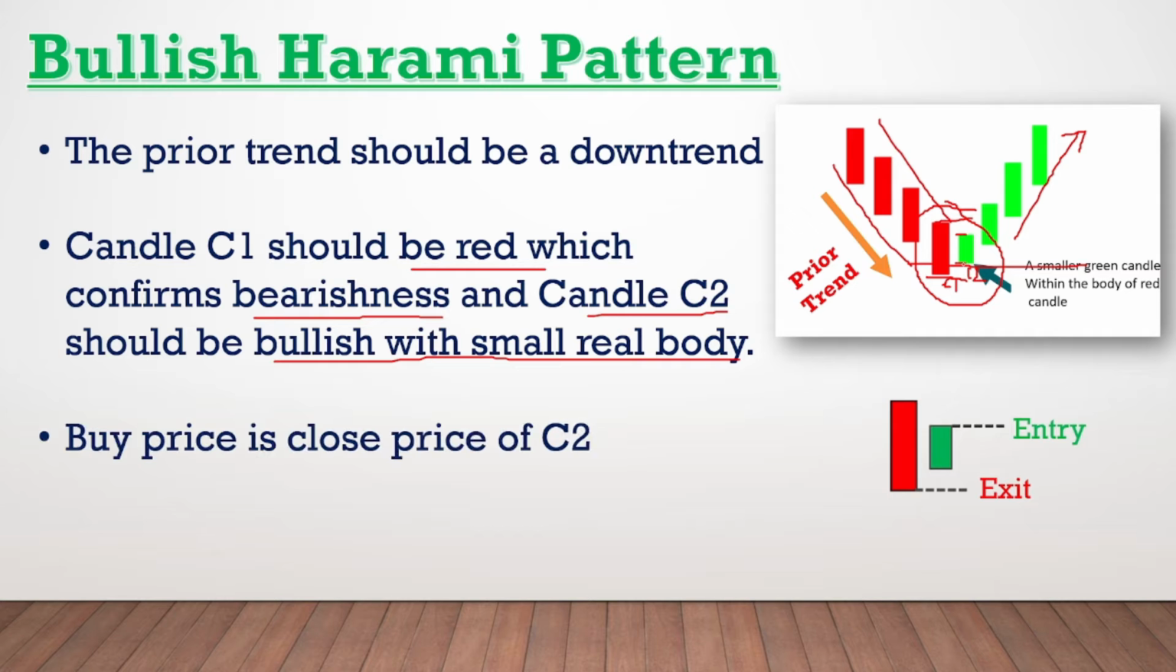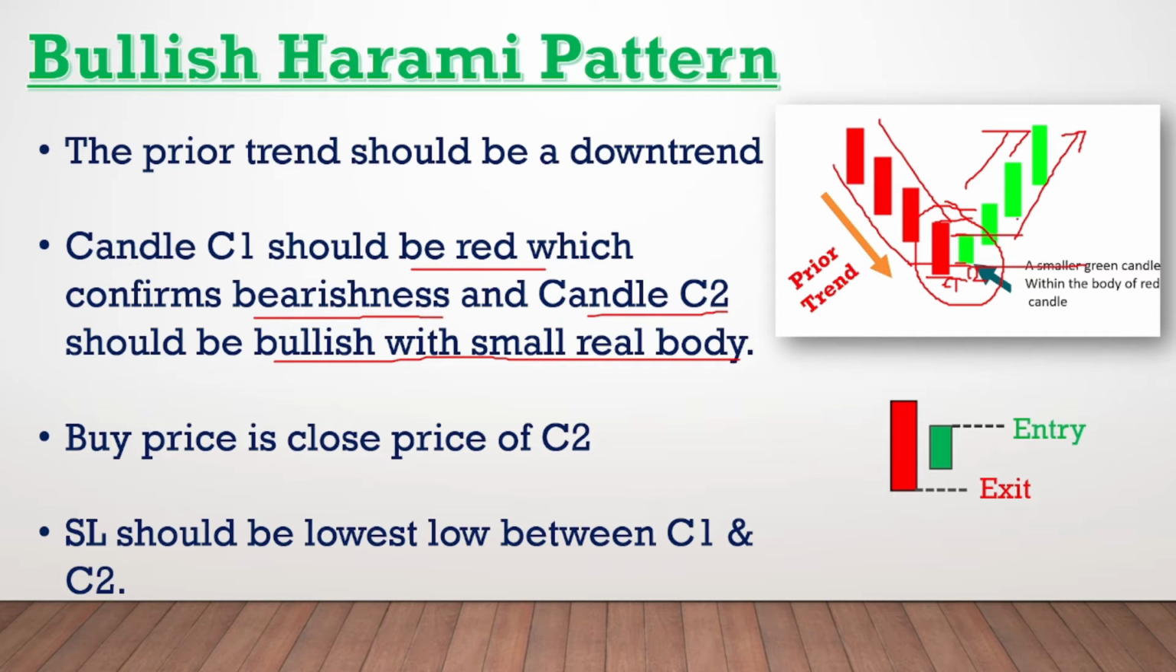So if I want to take a position based on the bullish Harami pattern, how can I take it, friends? The close price of candle C2 should be my entry, assuming that there is going to be a trend reversal in the market. So I'll go for a long position at the close price of candle C2, and my stop loss would be the lowest low between candle C1 and C2.